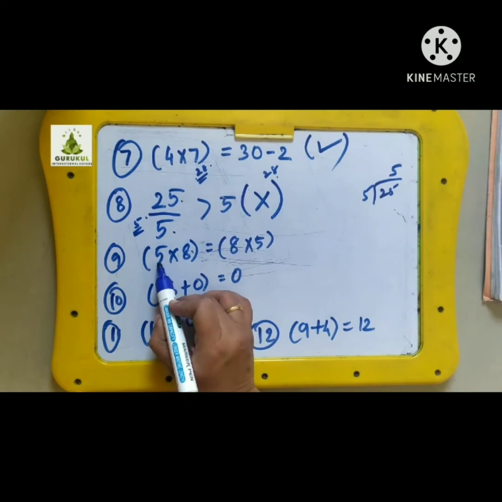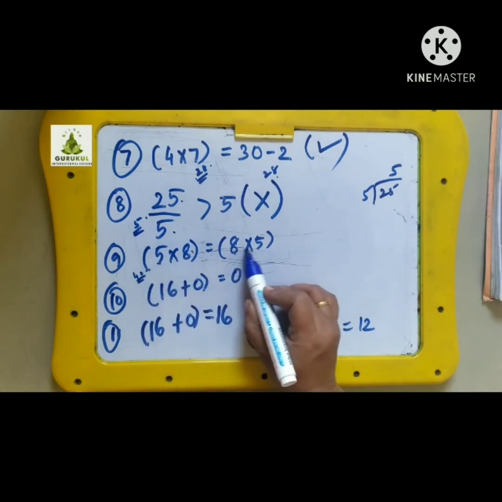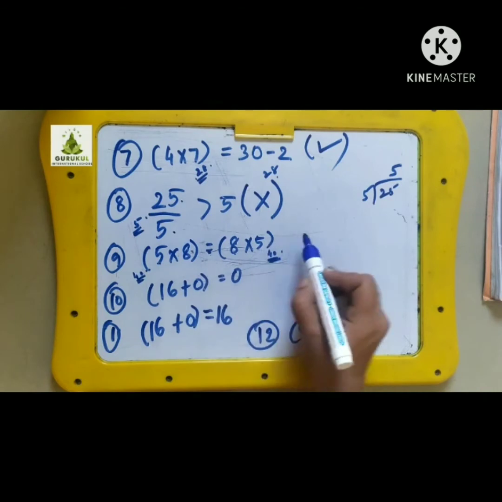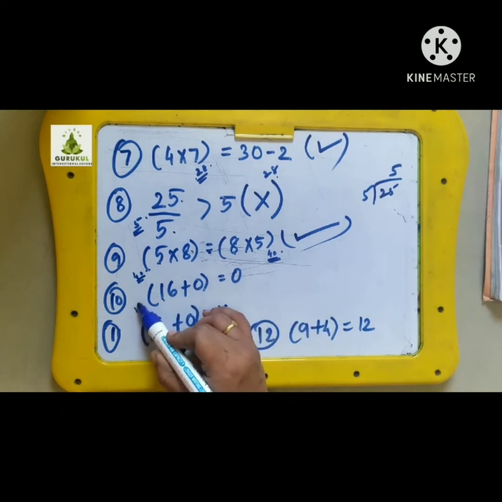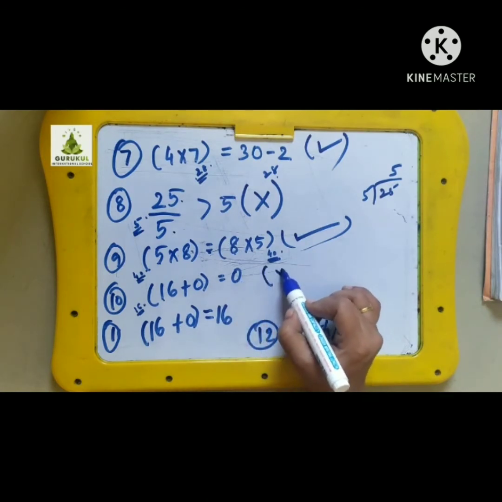Then 5 into 8. 5 8s is giving you what? 40. And 8 into 5, 8 5s is also giving you 40. That means both should be equal. Is the equal to sign given? Yes. That means it is correct. Then 16 plus 0 is equal to 0. Now 16 plus 0 is what? The answer is 16, and is equal to 0 is given. That means this is the wrong one.